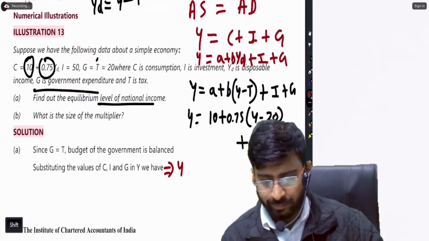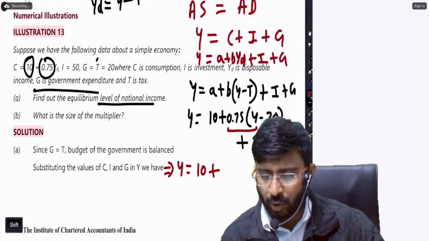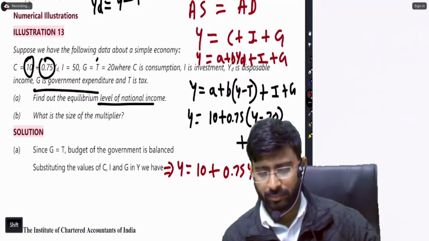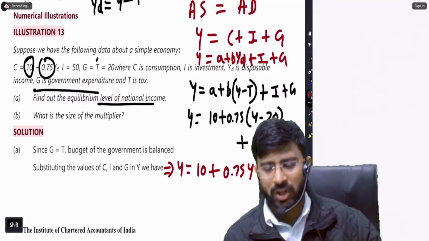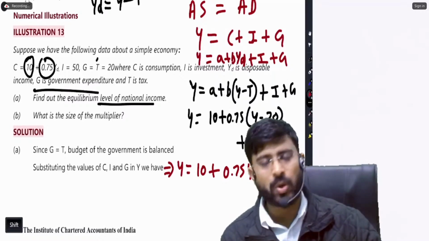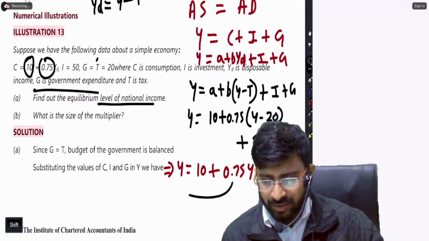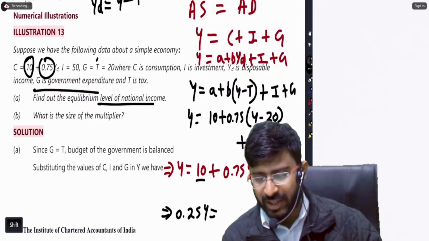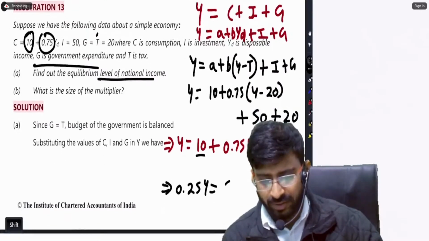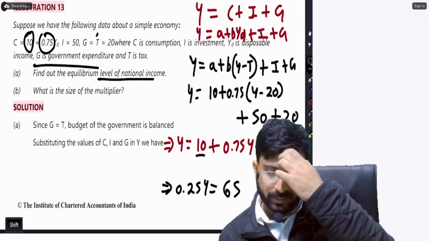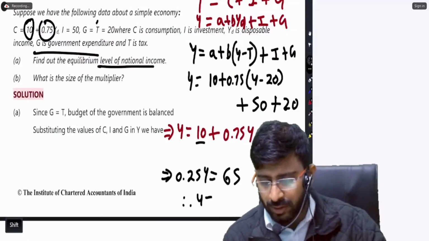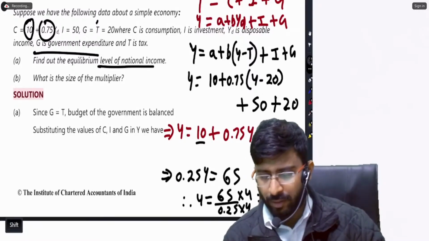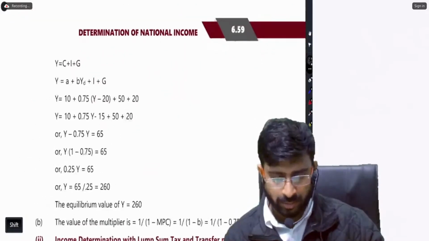Now pay attention, everyone. Y equals 10 plus 0.75Y minus 0.75 into 20, which is 15, plus 50 plus 20, that is plus 70. 50 plus 20 is 70. Now I have 0.75Y. If I shift this side, it would become 0.25Y. And 10 plus 70 is 80. 80 minus 15 is 65. So now Y equals 65 by 0.25. That is into 4 and into 4, so it's 260 by 1. So Y equals 260. Here it is, boom.